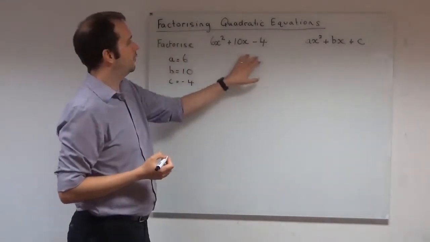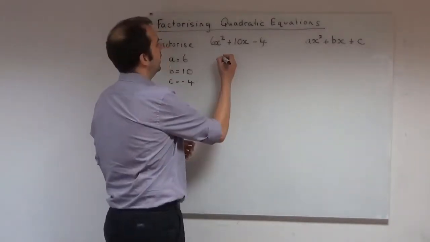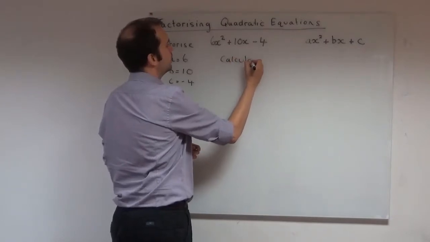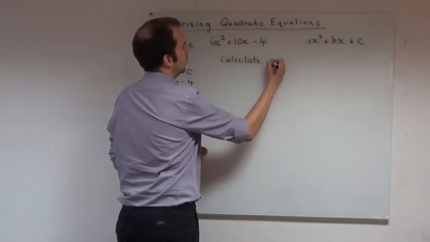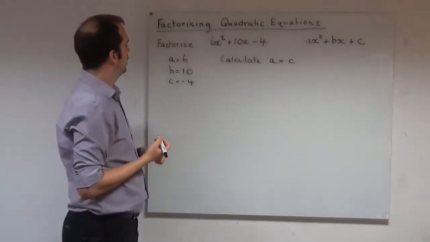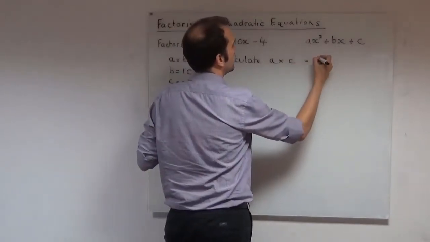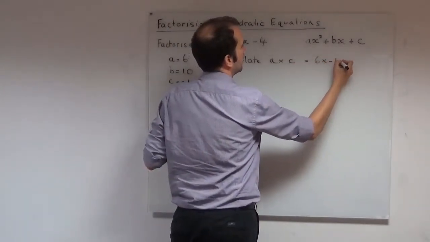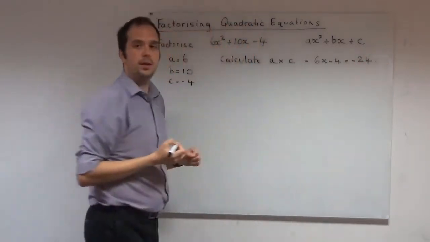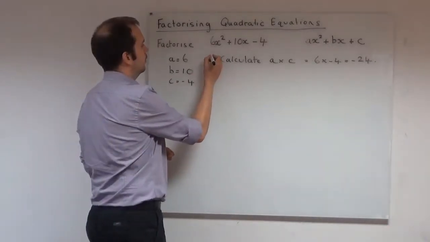So to factorise a trickier quadratic equation like this, the first thing we should do is work out the value of a times c. a multiplied by c. So in that case, that is 6 times minus 4, which is equal to minus 24. That's the first step. We could call that step 1.